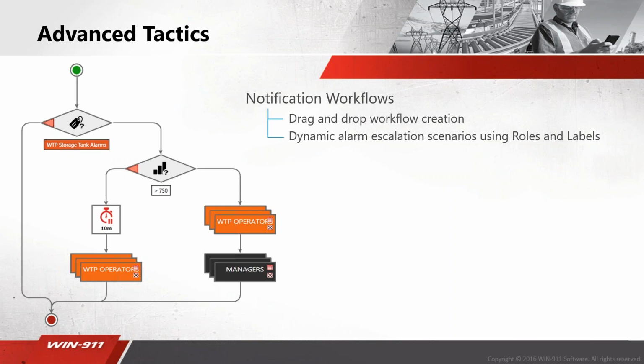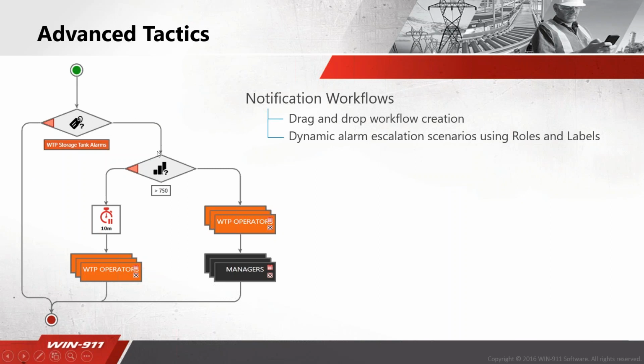So in this example that we've got on the left, we start at the green dot and we come down to what we call a decision block. And we're checking to see if the alarm that has become active is a storage tank alarm. And if it is, we'll go to the right, but if it's not, then we'll go to the left, and nobody would get notified, which is just an example. I probably wouldn't do that. You'd probably want to put somebody over on the left side to make sure somebody gets notified.